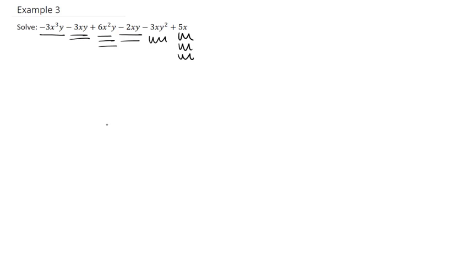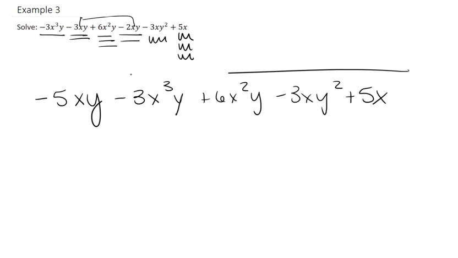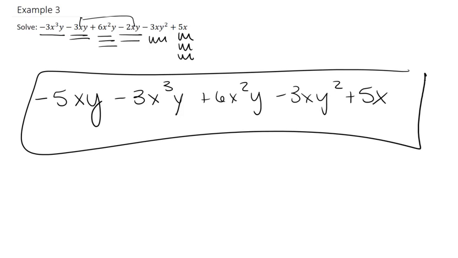So the only ones that we can add together is this minus 3xy and this minus 2xy. So when we add those together, we just get minus 5xy. Then we're just going to rewrite everything else because everything else cannot be added or subtracted from the others. Then we have plus 6x squared y minus 3xy squared plus 5x. And this is its reduced form for this problem.